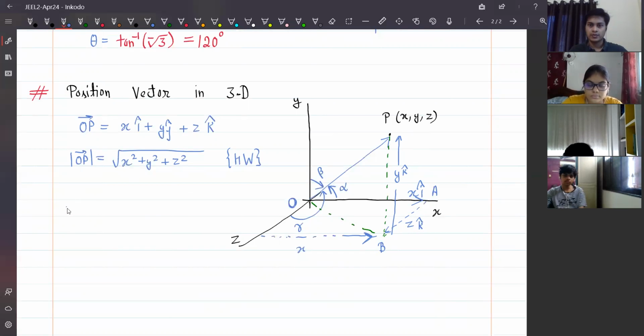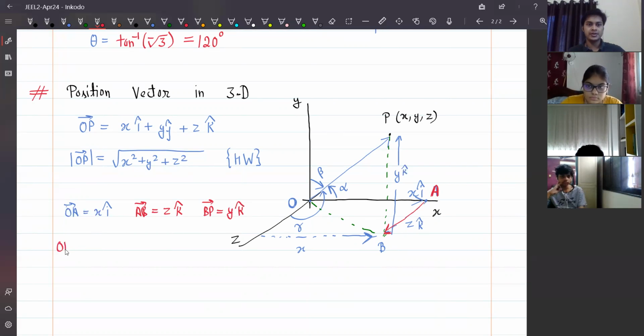So first we have our OA vector. OA vector is xi cap. Xi cap means you have moved from here to point A. Then from A to B, this is the vector AB. From A to B, we have the vector zk cap. This is your z coordinate. The z coordinate is the distance from the xy plane. You have to be perpendicular to both the axes. And then we have BP. BP vector is yj cap.